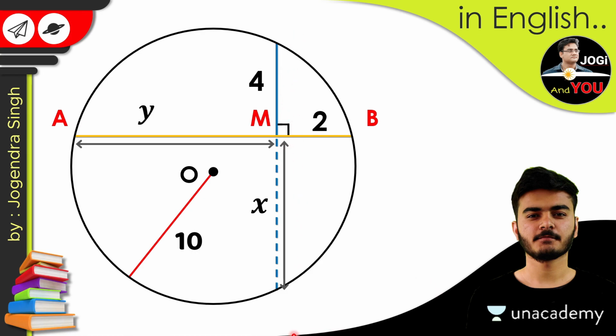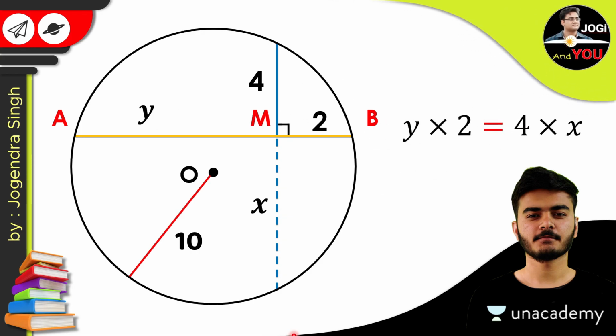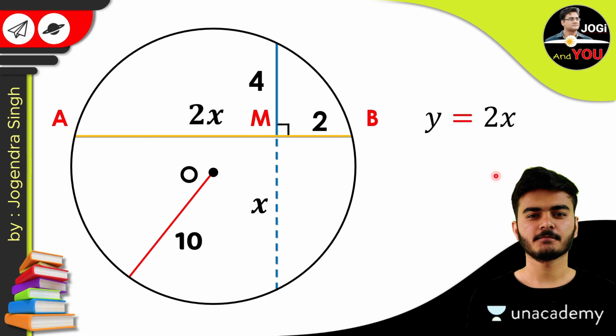So we use this relation: y multiplied by 2, which is the yellow chord, equals 4 multiplied by x, which is the blue chord. Divide both sides by 2. We get y equals 2x. So I am replacing the value of y with 2x. Now we have the whole circle in a single variable, and if we can create an equation in one variable, then we can easily solve it.